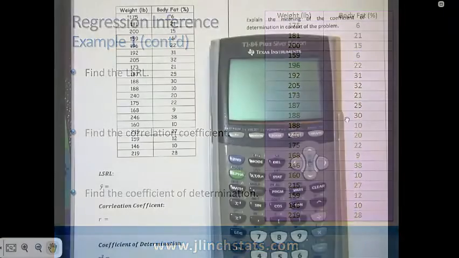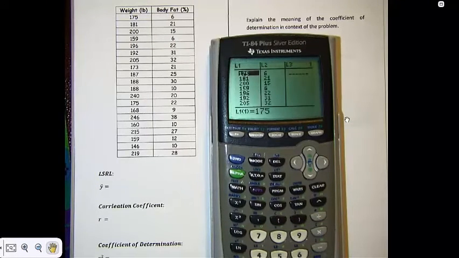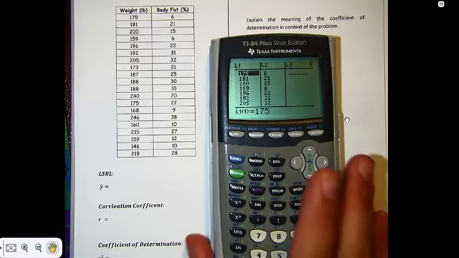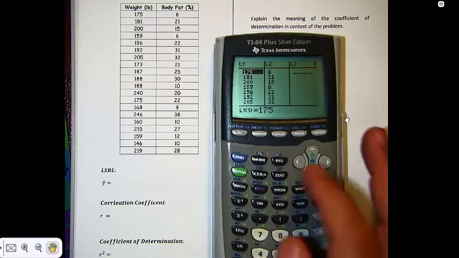So the first thing that we want to do is populate list 1 with weight, and let's populate list 2 with body fat. Now, once our data has been populated into our calculator and it's been checked, we're going to go ahead and calculate the least squares regression line. Now, recall to calculate the least squares regression line based on bivariate data, we're going to go ahead and do a stat and a calc.